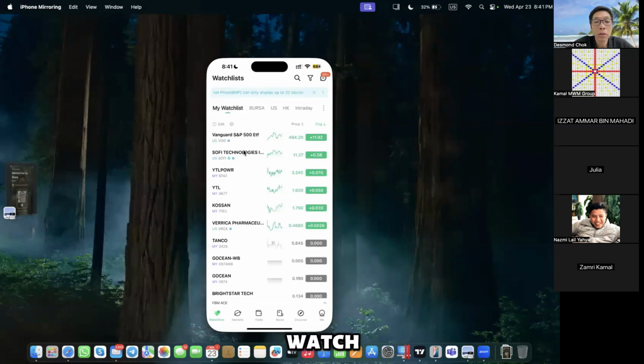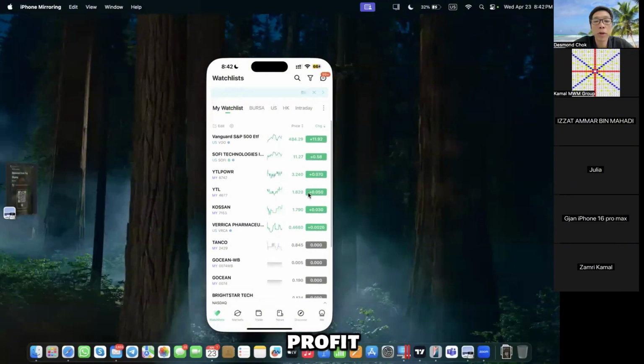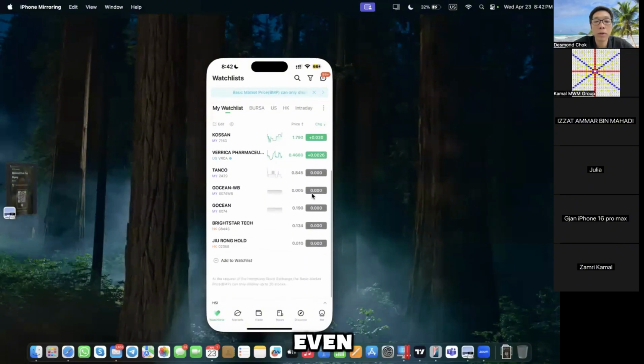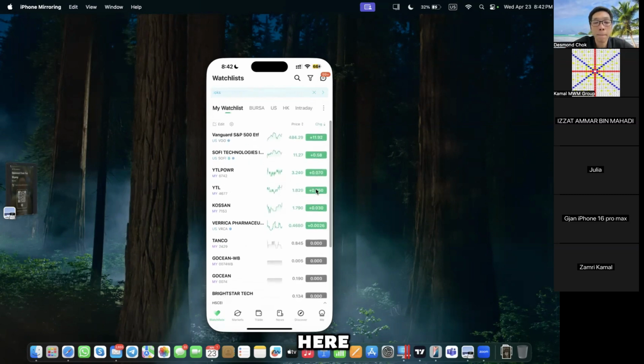Okay, so this is the watch list generated from here. Then from here also, you can sort whether all the profit, that means all the greens today up here, and then this one is break even, no changes, and certain stocks in the loss come out in red. So you can sort here.